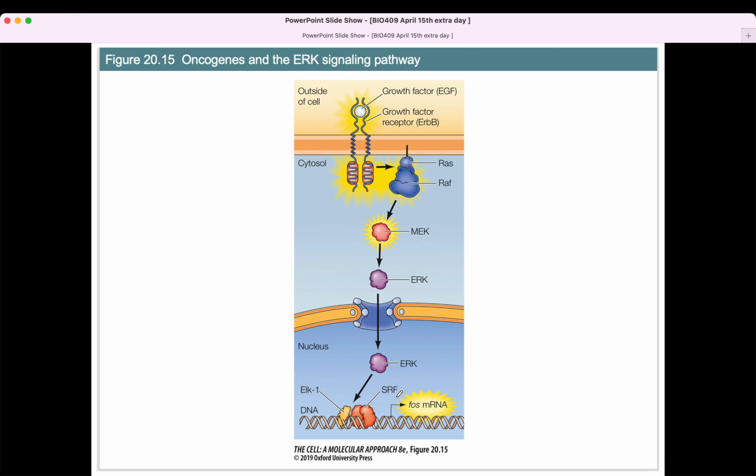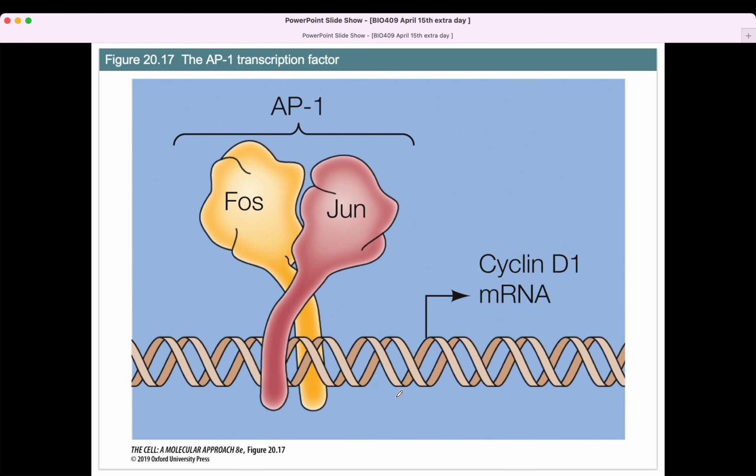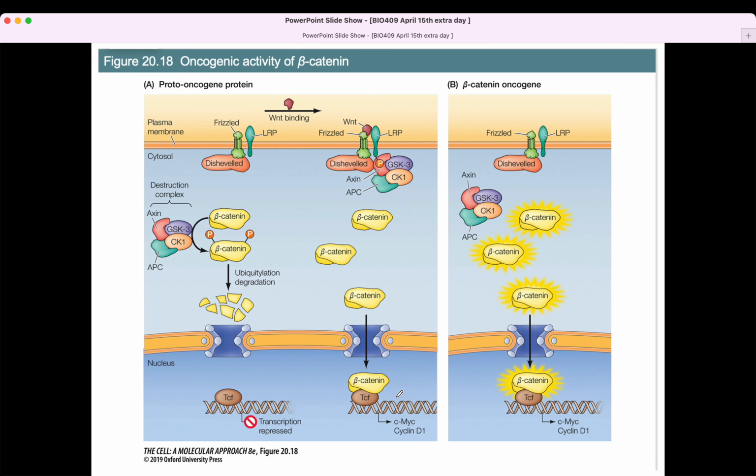Here's that RAS, RAF, MEK, ERK pathway. So again, you don't have to go back to study the early parts specific for chapter 2, but here we're learning about Fos and expression of Fos. Okay, so you do need to be able to understand those pathways well enough to know how they fit into the new material for this second exam.